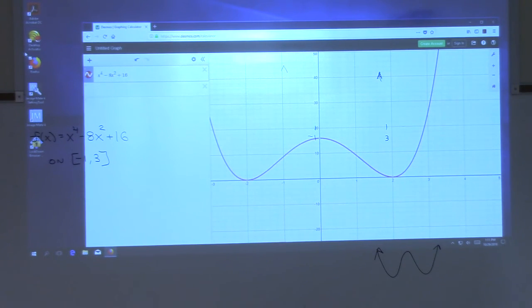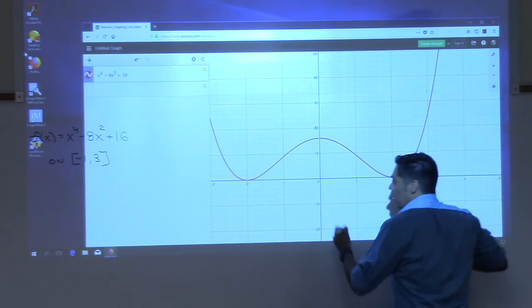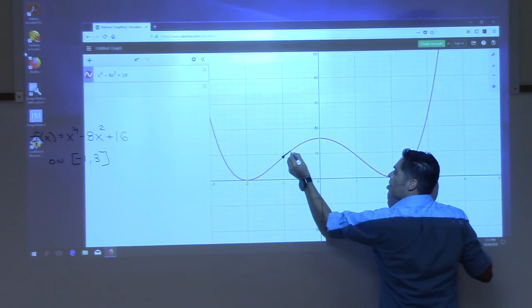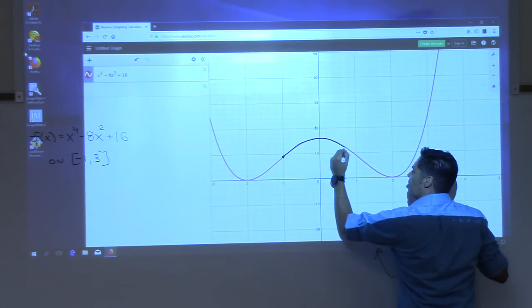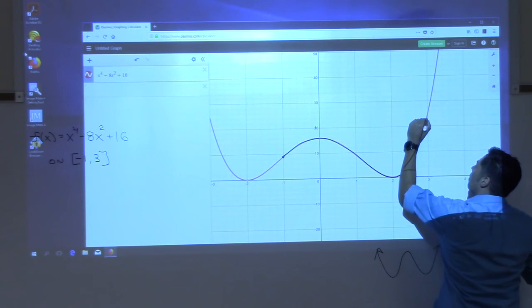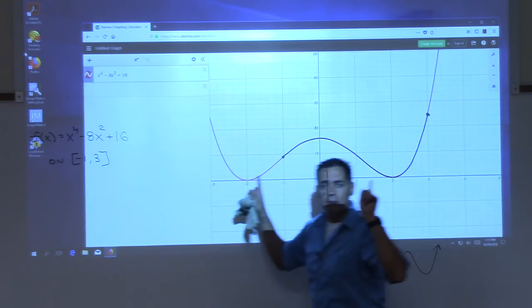Okay, so if I'm only allowed to look between -1 and 3, then that means I'm only allowed to look, here's -1, I'm only allowed to look here till I get to 3, which is right there. Okay, so I'm only looking at that graph here instead of the whole thing.